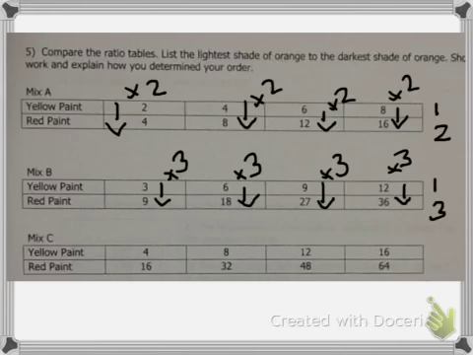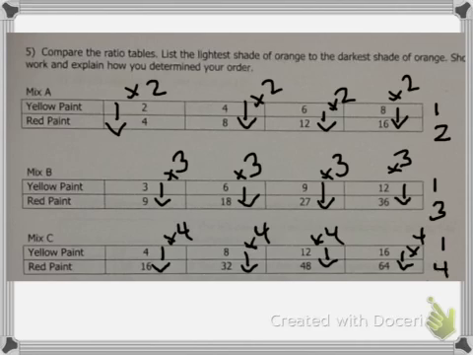For mix C, I notice that each time I'm multiplying the yellow paint by 4 to get to the red paint. 12 times 4 is 48, and 16 times 4 is 64. So that means if we have 1 yellow, there would be 4 red.